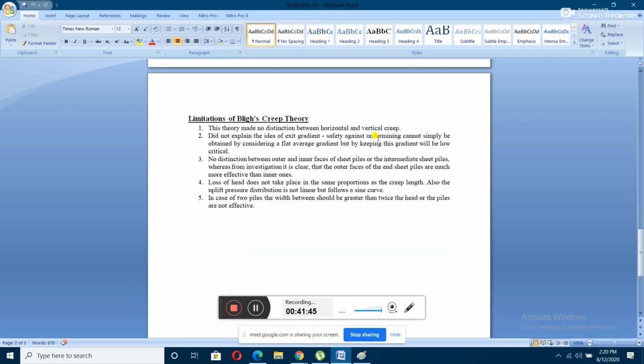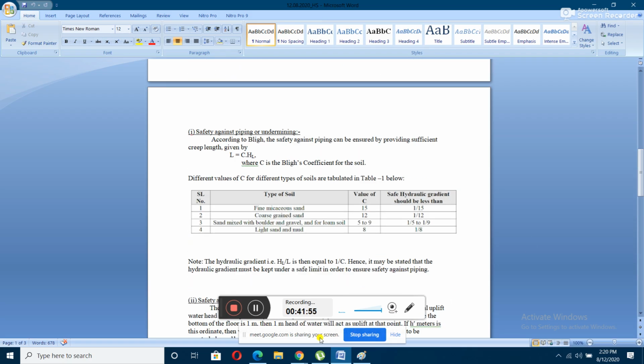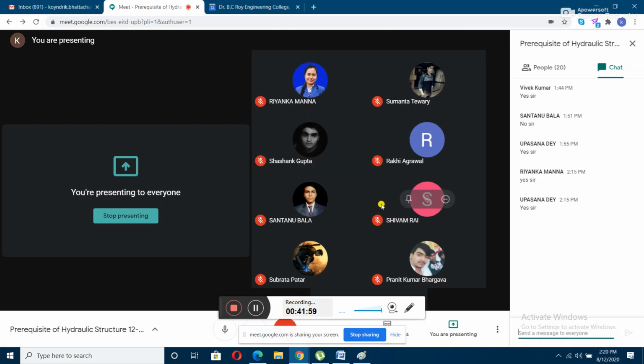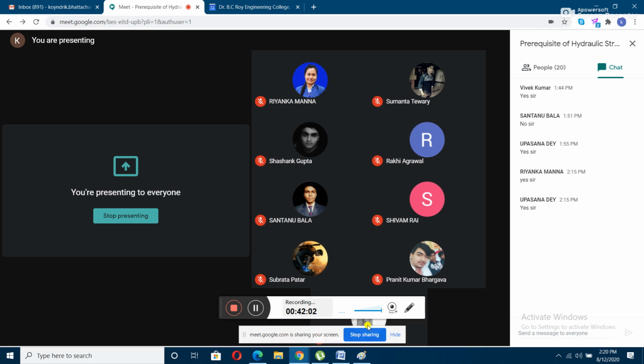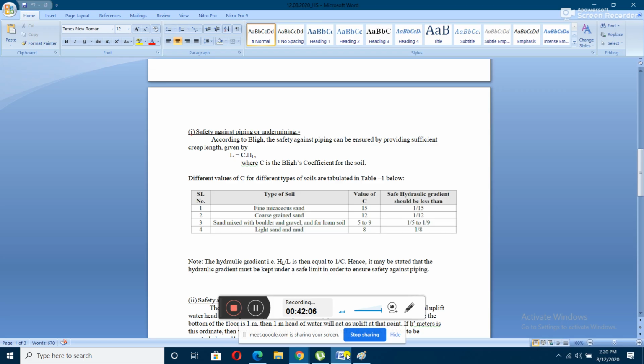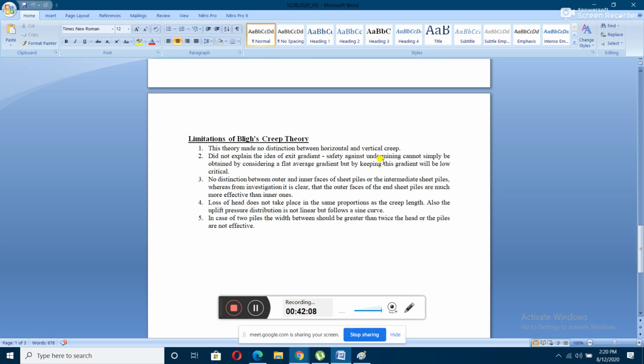So what are the limitations of Blight's creep theory? This theory has no distinction between horizontal and vertical creep. Look, we considered, what happened? Yes. So what Blight did, he did not distinguish between the horizontal and vertical creep.